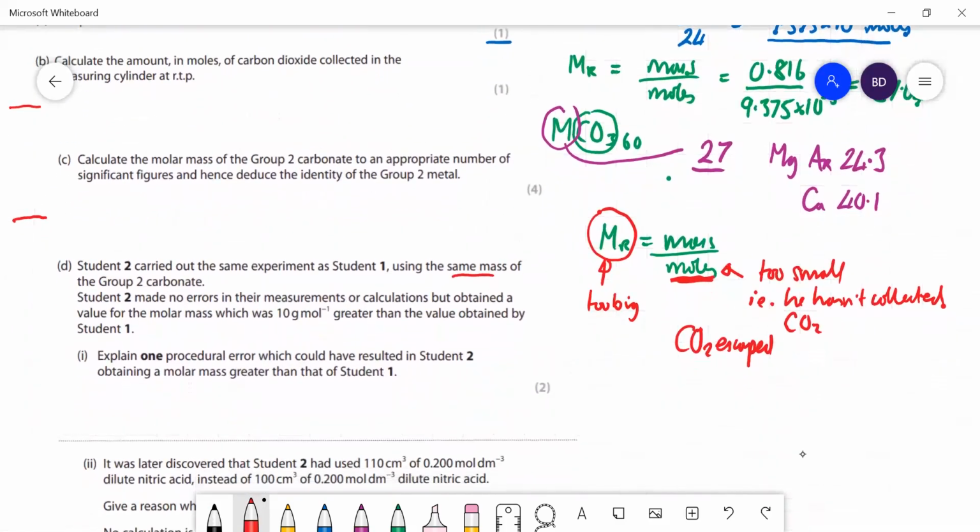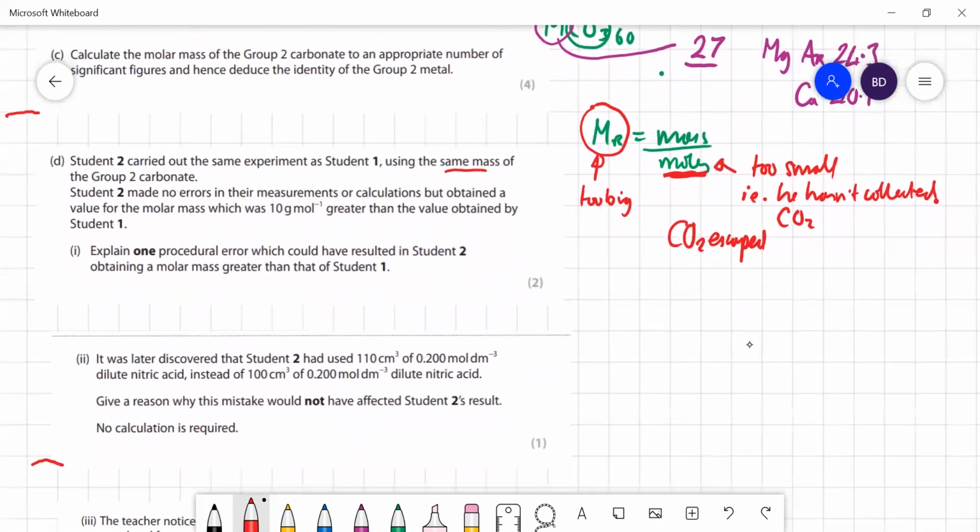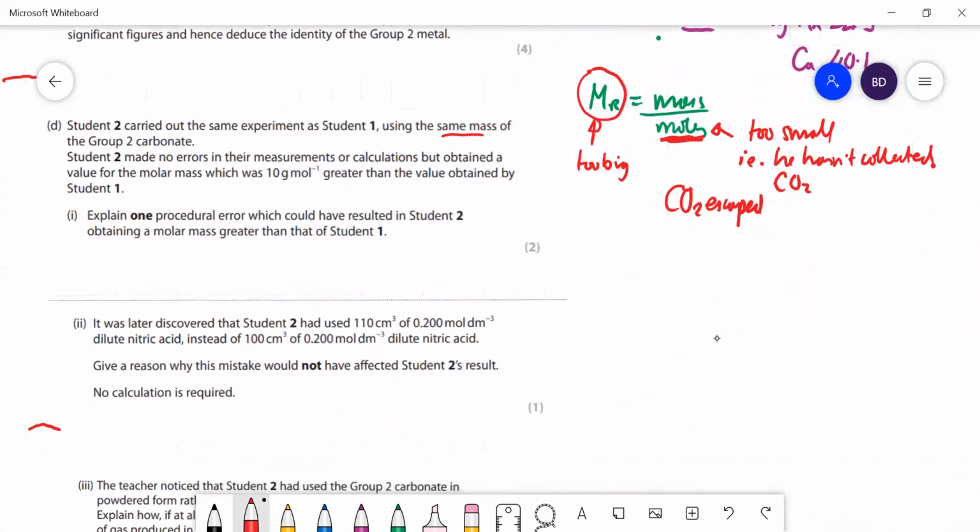Right, now the next bit, which is kind of my original idea of what is causing it, is wrong. It was discovered that student 2 had used 110 cm³ of dilute nitric acid instead of 100. Why would this not have affected student 2's results? So we obviously used an excess of acid, because the amount of acid doesn't matter. You're adding an excess of acid because all we're worried about is that 1 mole of carbonate gives us 1 mole of carbon dioxide. And as long as you've got enough acid, and you obviously have got enough acid because he added even more than student 1 did, that's not going to be causing a problem.